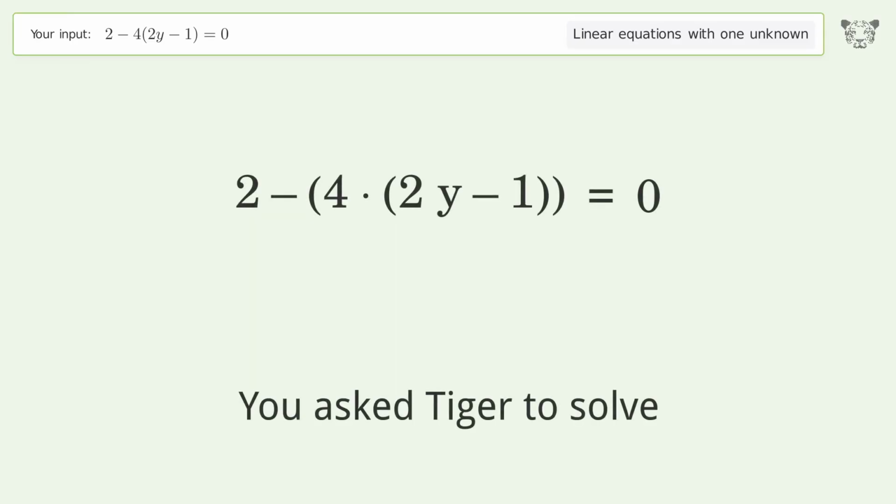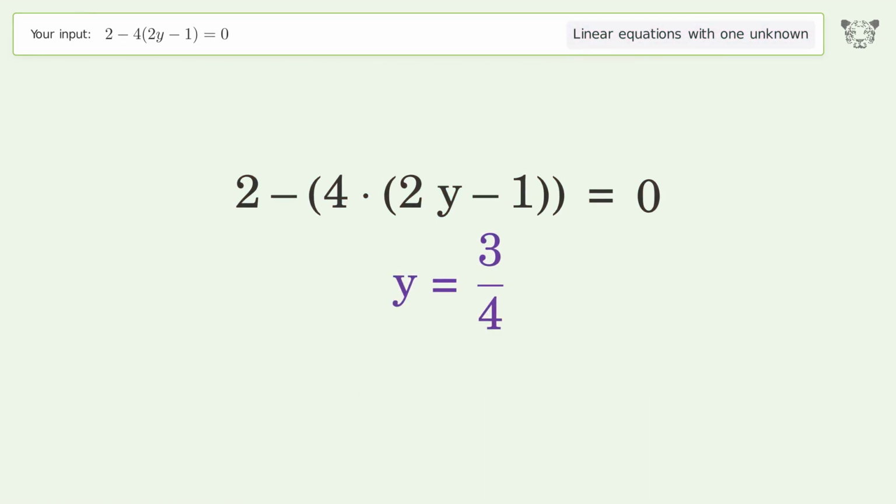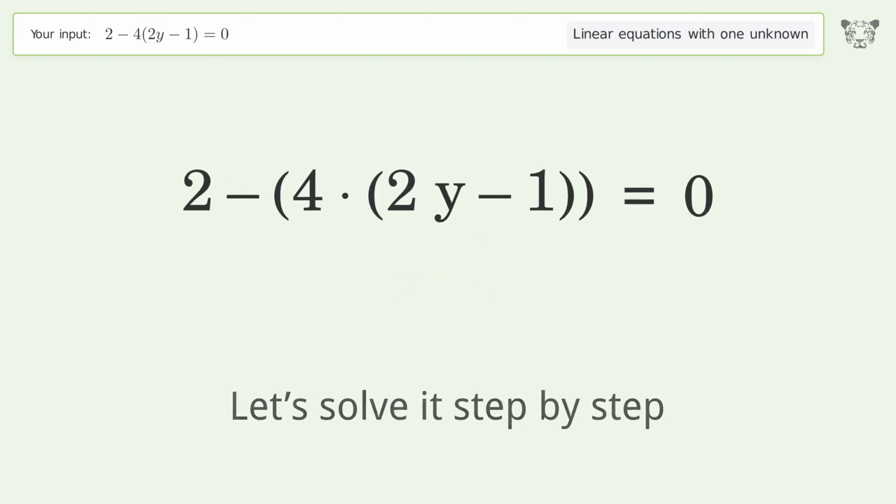You ask Tiger to solve this. This deals with linear equations with one unknown. The final result is y equals 3/4. Let's solve it step by step.